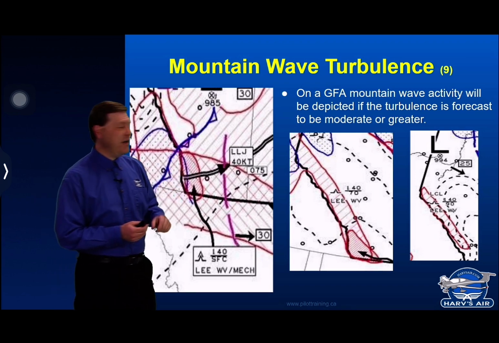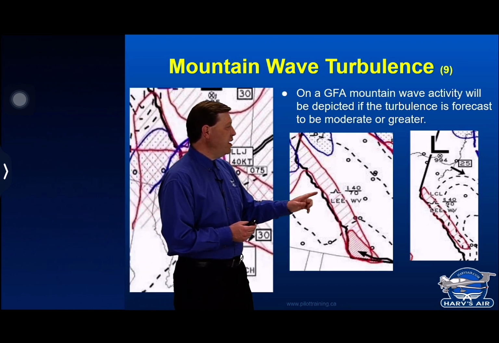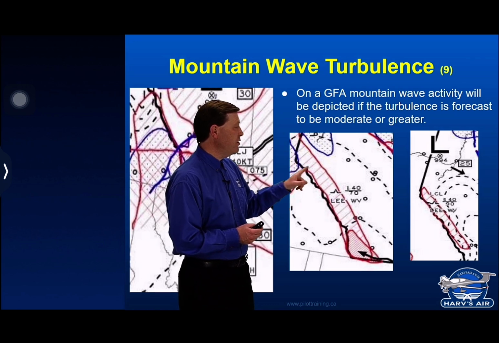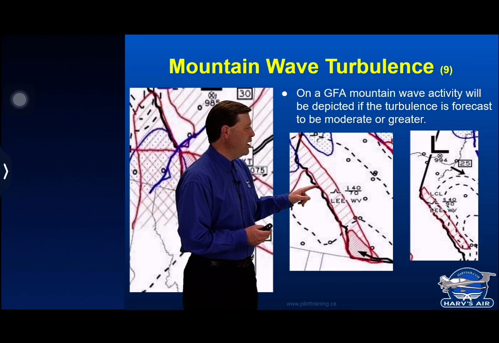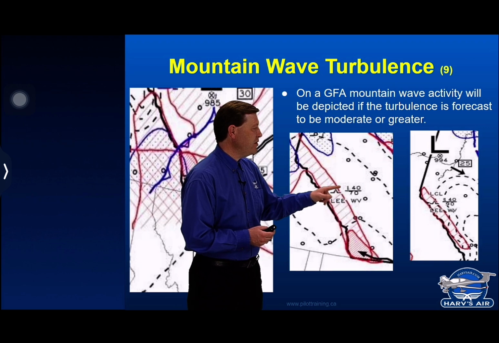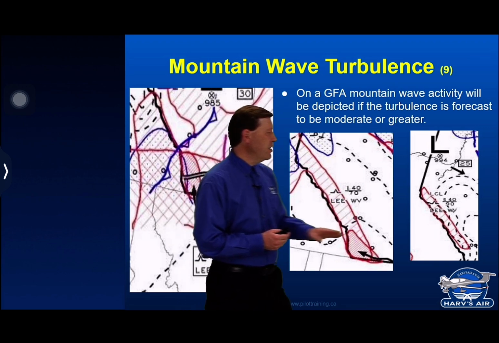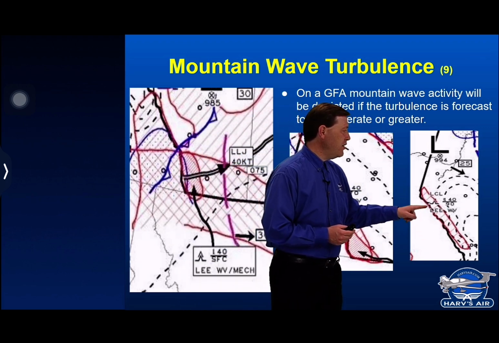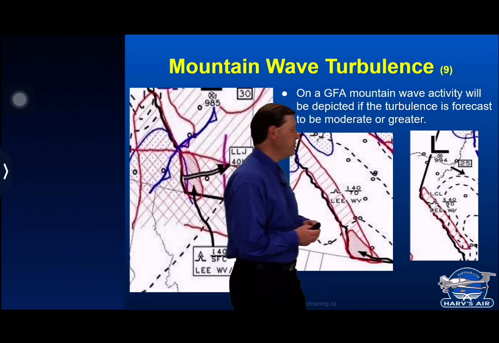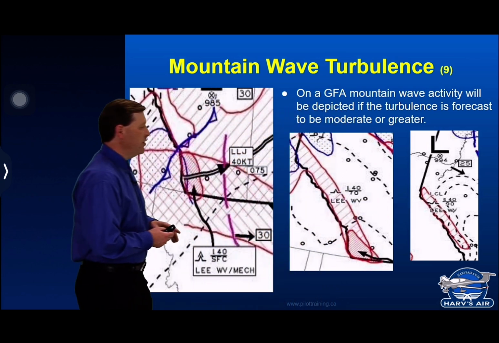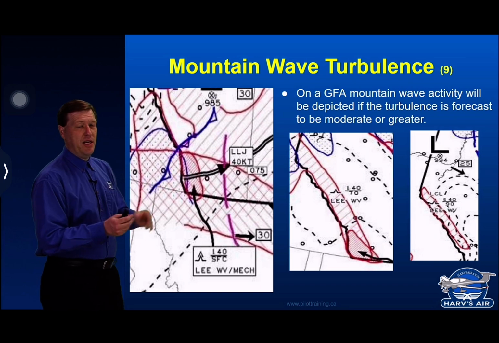Stay away, stay away. Over here, same idea. You know, that red area, lee wave, 7,000 feet to 14,000 feet. And then over here, once again, we can see another example. Moderate turbulence there, moderate turbulence there. Today here, really bad day.